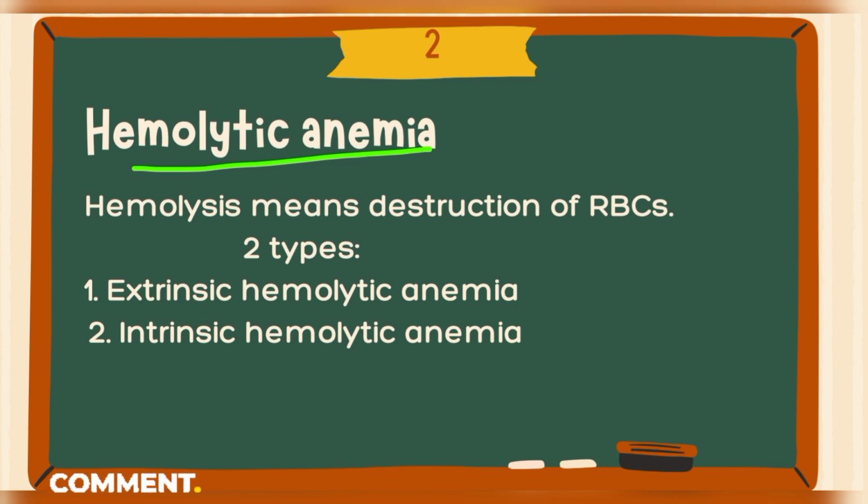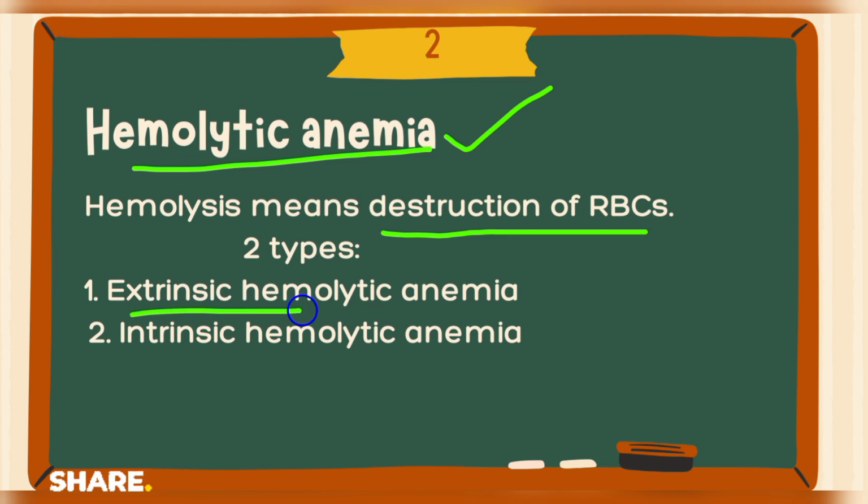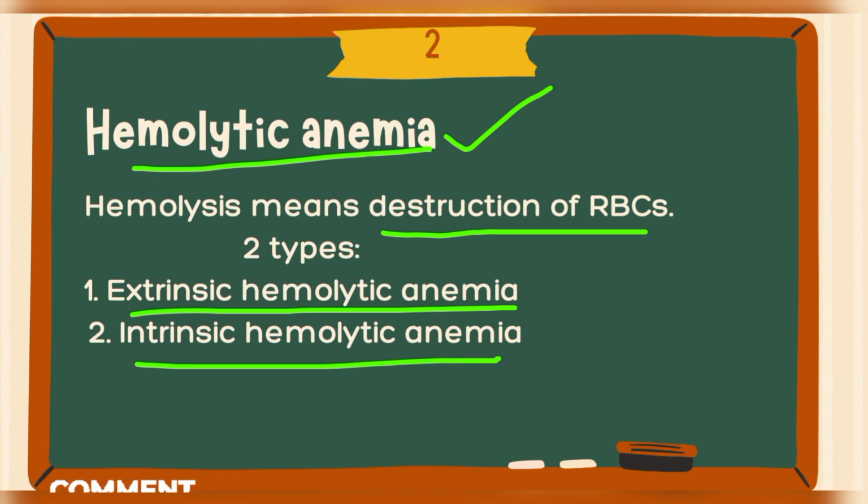Second is the hemolytic anemia. Hemolysis means destruction of RBC. Anemia due to excessive hemolysis, which is not compensated by increased RBC production, is called hemolytic anemia. It is classified into two types: extrinsic hemolytic anemia and intrinsic hemolytic anemia.